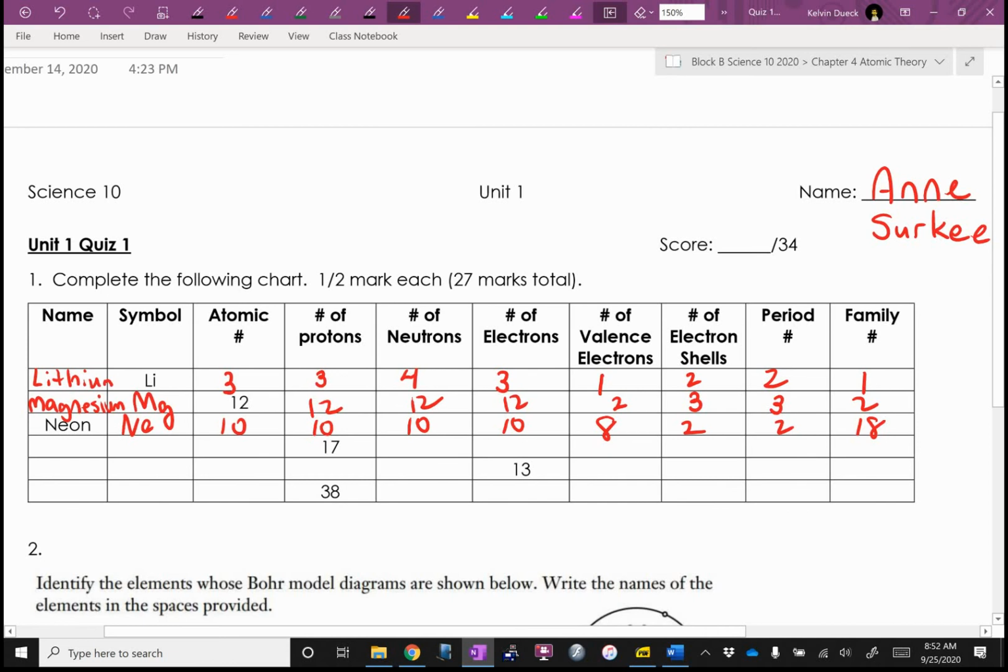17 protons. Hey, that means its atomic number is also 17. Element number 17 is chlorine. So Cl, chlorine. Yes, used in swimming pools.